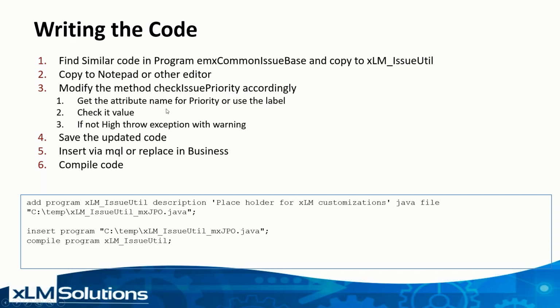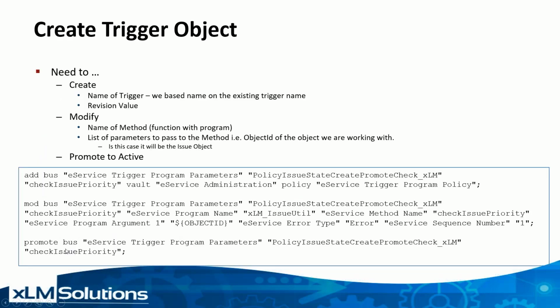And in this case, what we're going to do is check the priority name, and if it's a certain value, it's not high, we're going to prevent it from happening. We can update the code, insert it versus MQL, which you see here, compile the code, and then we need to add the trigger to the system. So we're going to add it to the issue state create promote. We want to make sure that we call the trigger and pass the correct parameters, and then we want to promote it to active for all that to work.